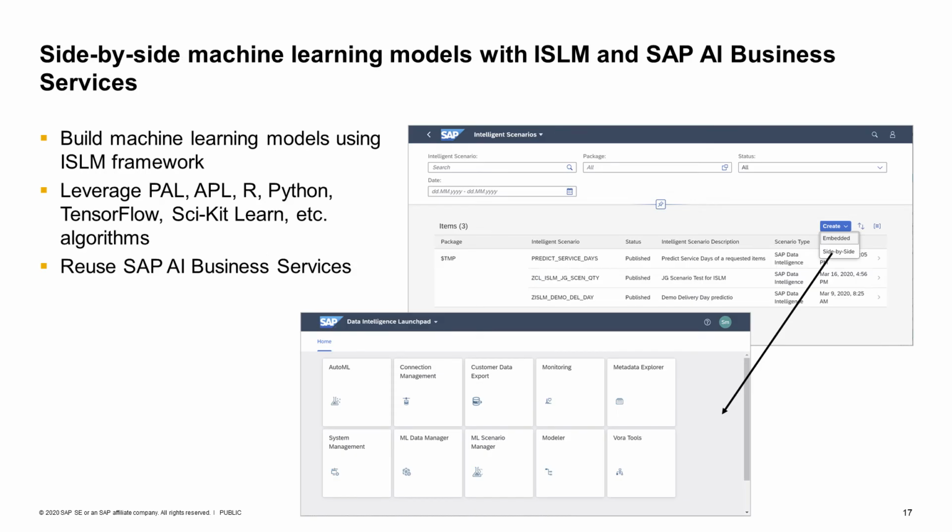In a different way, in the sidecar approach, again you get into the system and you are now building the machine learning models. You select whether it is an embedded approach or a side-by-side approach. When you click on the side-by-side approach, it takes you to the screen here at the bottom that shows the launchpad, the Data Intelligence launchpad. And from there, you can create your models, and since your systems are already configured, you can continue building that.